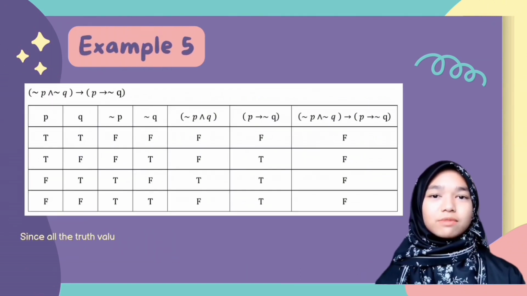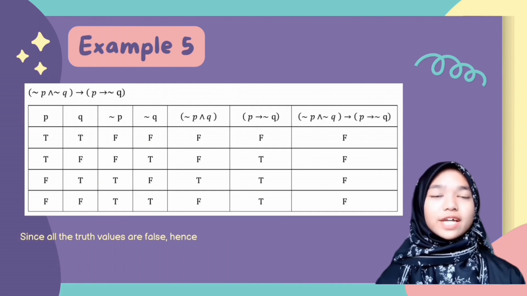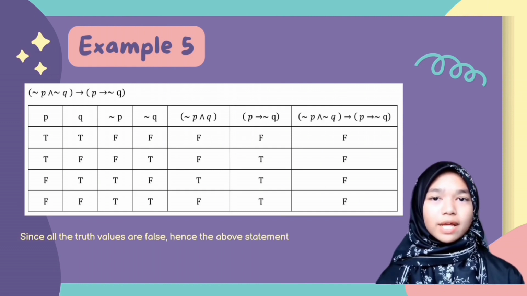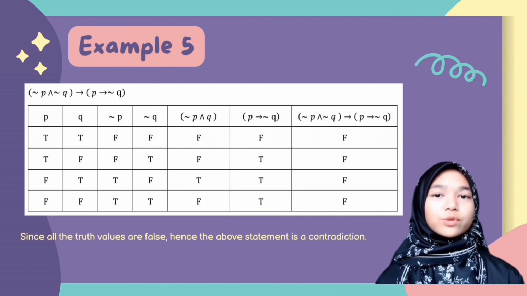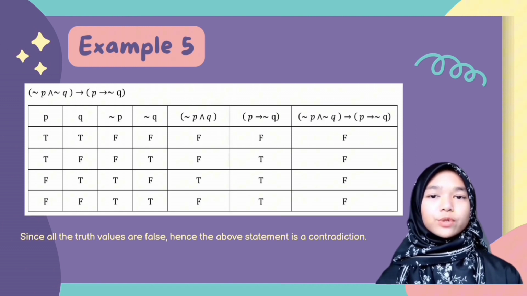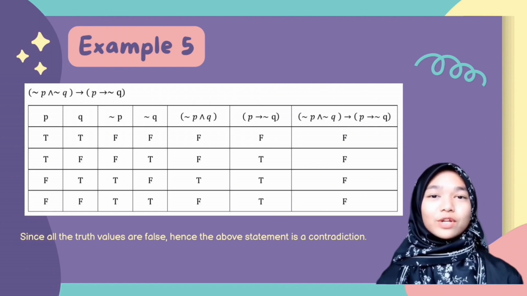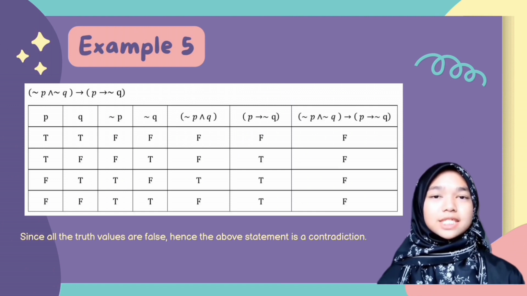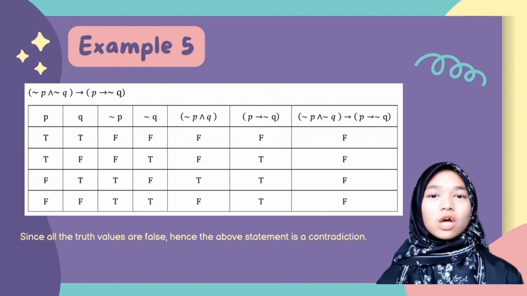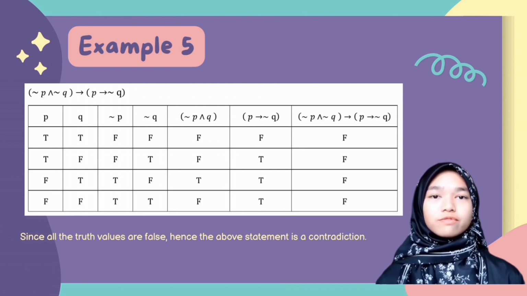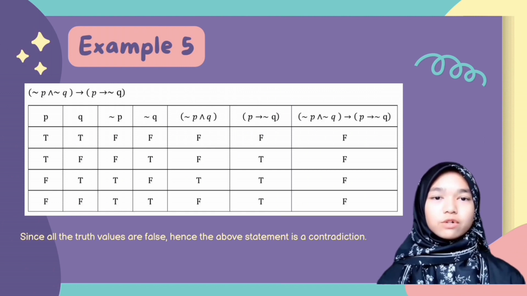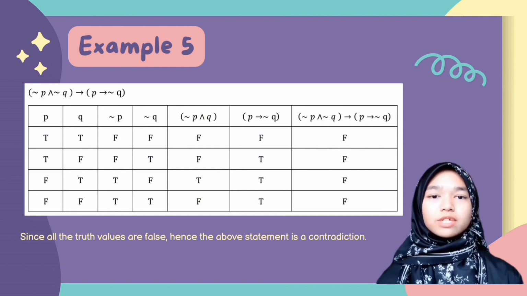And lastly, let's move on to the last example. Here, we have negation of P and negation of Q implies P implies negation of Q. So in the table, we put P, Q, negation of P, negation of Q, and the hypothesis and the conclusion. And last column, we put the original question. For the implication, we notice that when the hypothesis is true, but the conclusion is false, we got truth value false. So for this question, we got all the truth values are false. And with that, we know that the statement is contradiction.